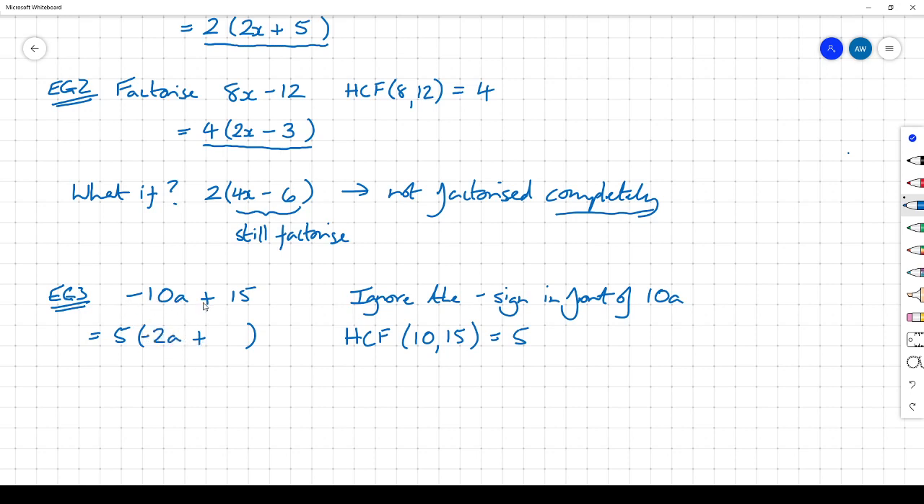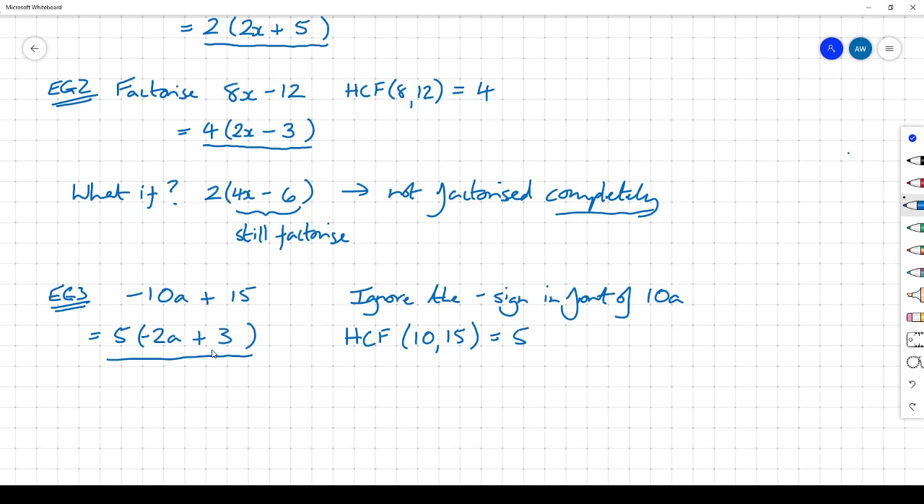What I could have done, when I dropped the plus in there, I could have just dropped the minus in there as well, and then just thought of what's 5 times 2a is 10a. 5 times what is 10a, and put the 2a. So you don't need to worry about that. You just look at the 10 and 15 as if they are positive. Okay, and then 5 times what is 15? Of course, that is 3.